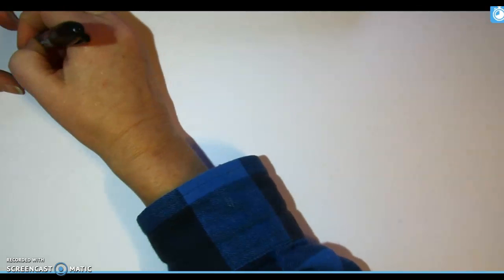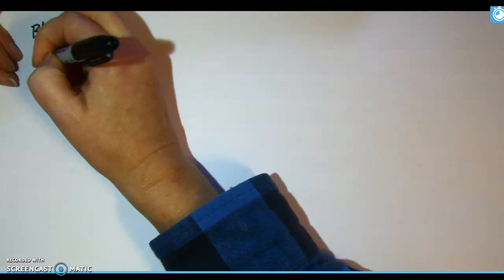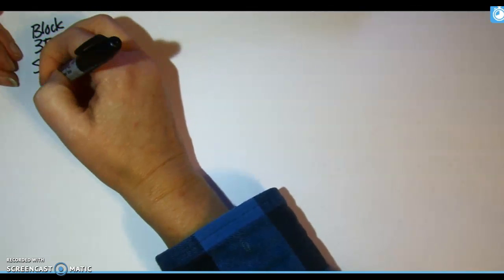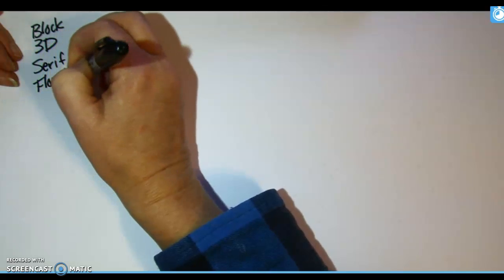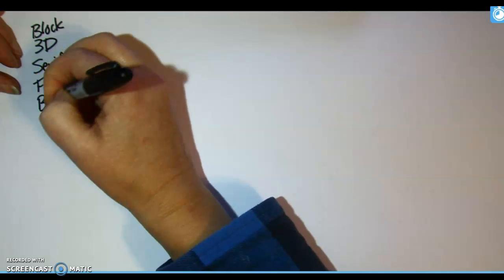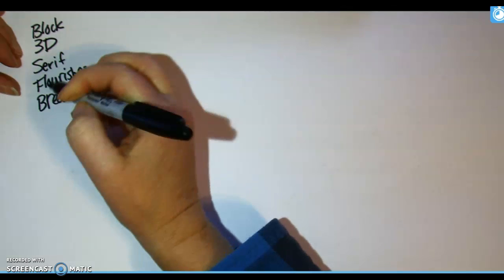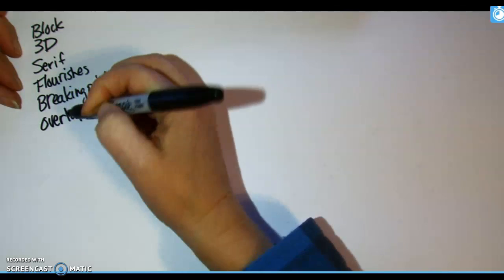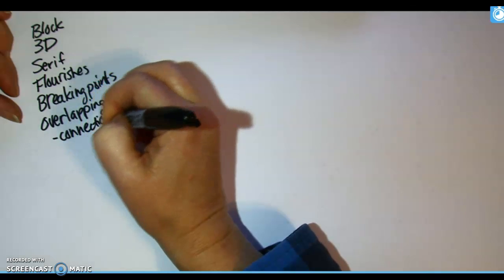So far we have covered 3D block letters, and we added serifs, which is the design at the bottom of your letter, and flourishes, which are at the top. We learned how to make breaking points. Today we're going to add in overlapping, and with that we're going to add in connections and extensions.